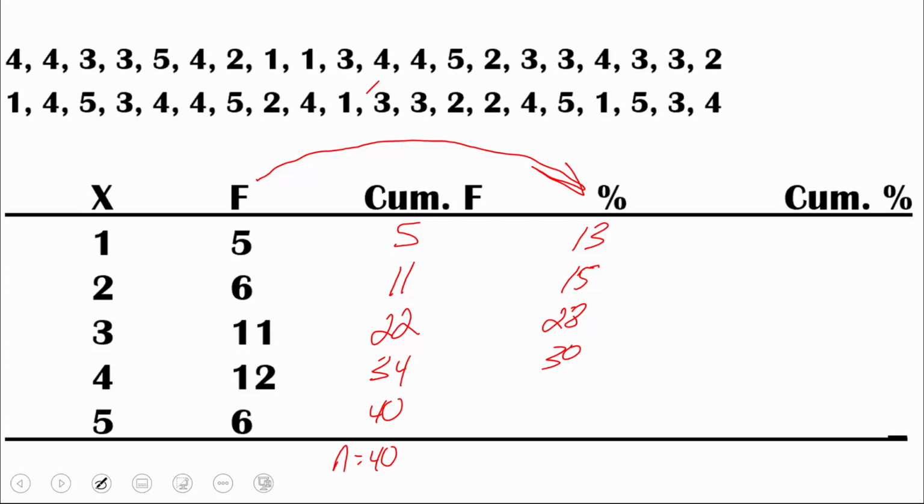And then finally, what percentage of students earned a 5? There are 6 students who earned a 5. 6 divided by 40 equals 15%.